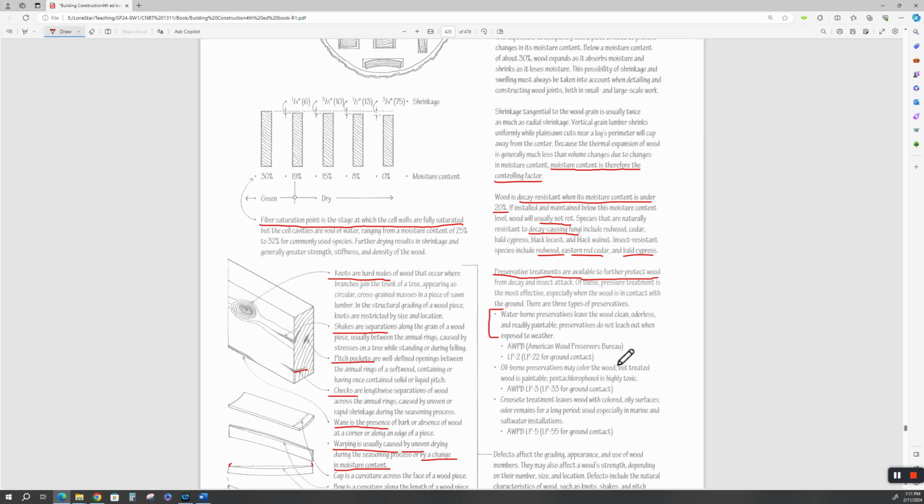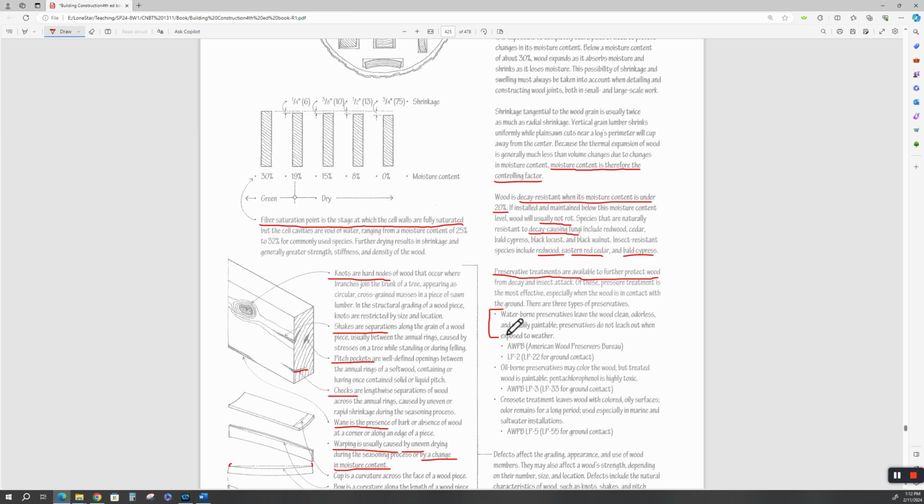AWPB is the American Wood Preservers Bureau. LP-22 is for ground contact. The preservative lumber that you get will have a tag stapled to the end of the board, sometimes both ends, and it'll tell you what it's rated for, whether it's exterior exposed or ground contact.